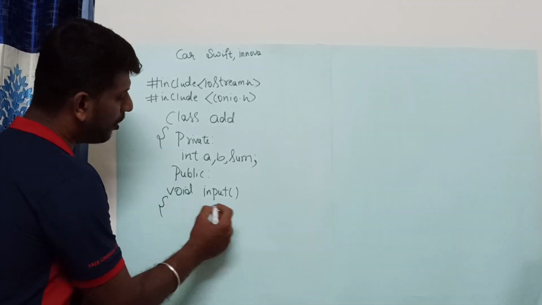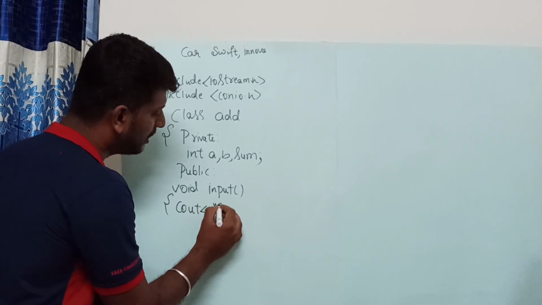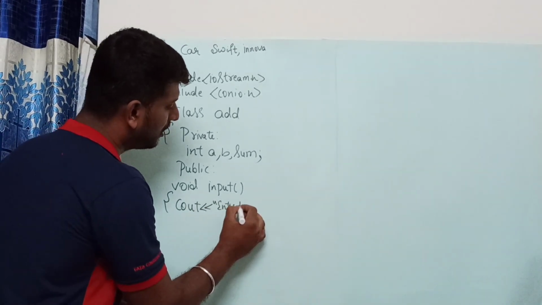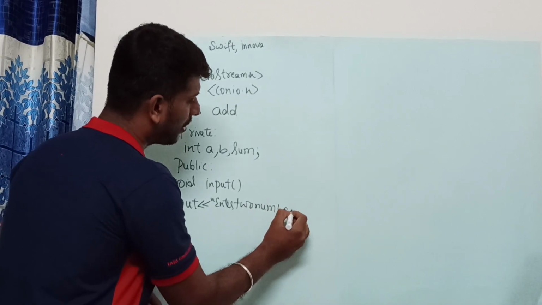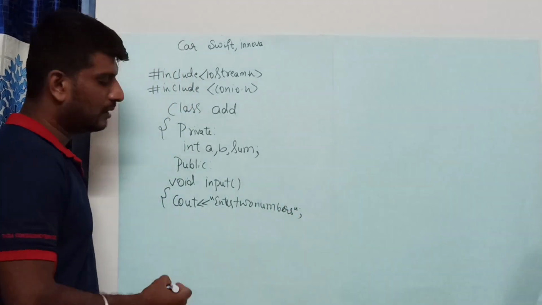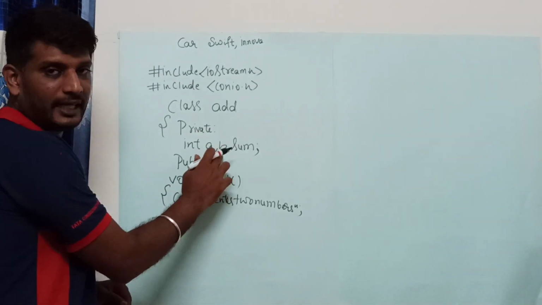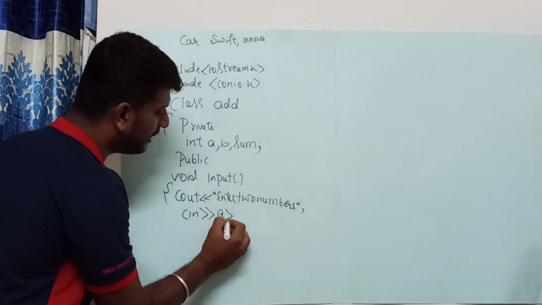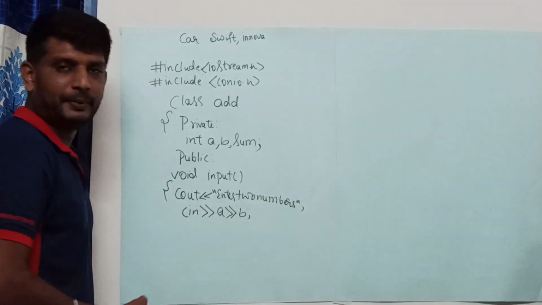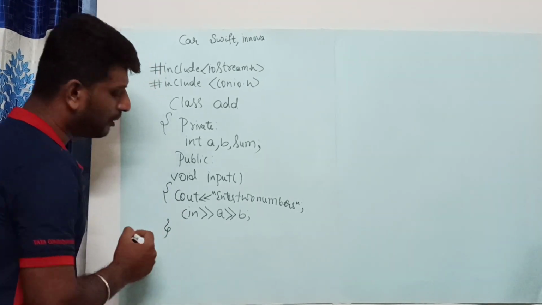Next, inside void input, I will write a statement: cout enter two numbers. Now I have to read the input variables. The input variables are a and b. I will read them by making use of the input statement, cin a and then b. Now the input function is over, so I have read the input values.